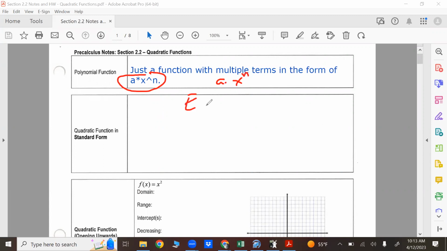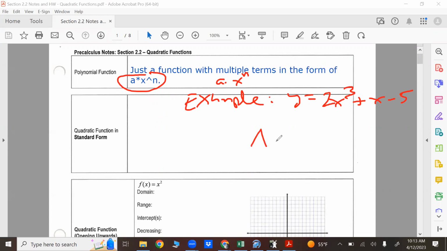A good example would be y equals, say, 2x cubed plus x minus 5. That's a polynomial function, right? Because do you have multiple terms? Yes. Are they in the form of x raised to a power? Yes. So that's a polynomial function. That's what we're working on today, but more specifically, we're doing quadratic functions.